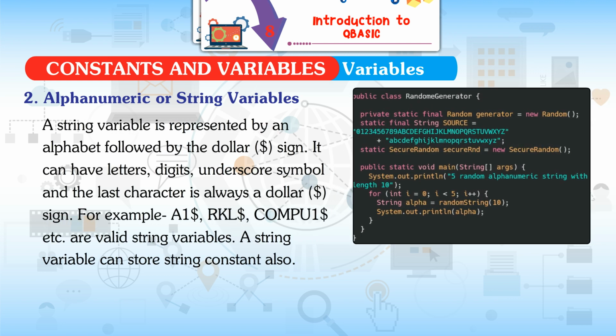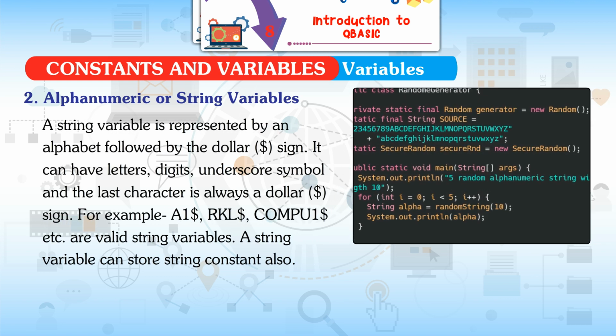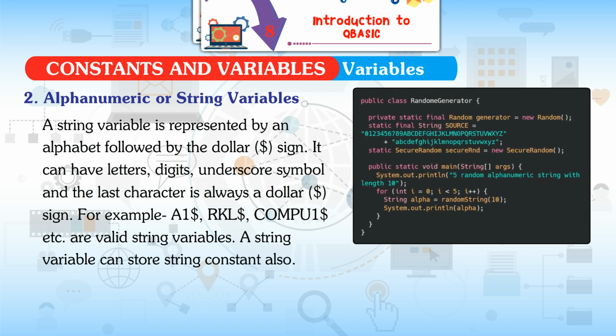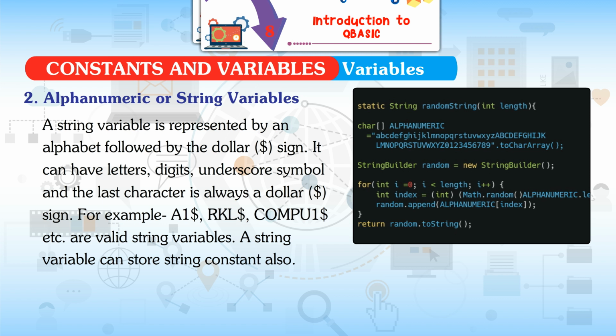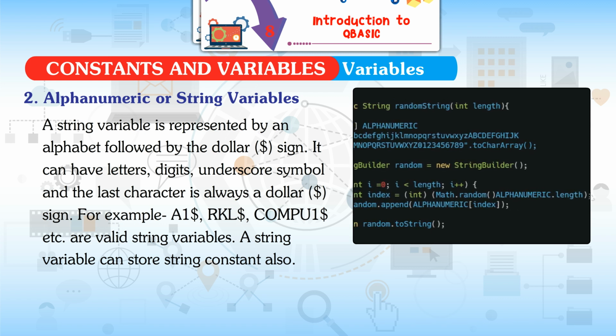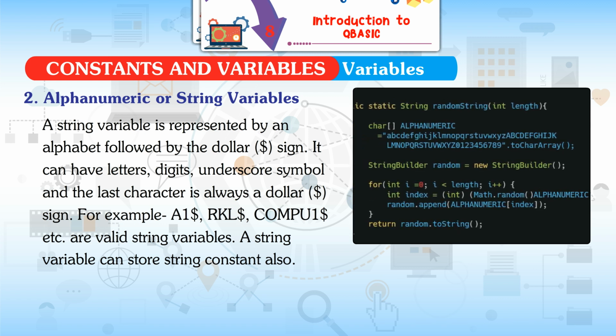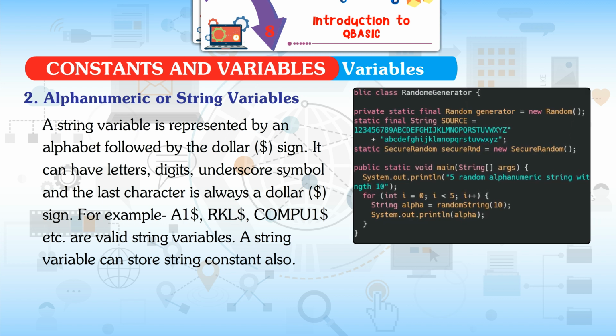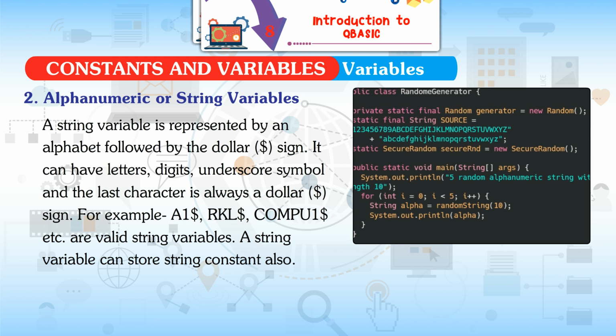2. Alphanumeric or string variables. A string variable is represented by an alphabet followed by the $ sign. It can have letters, digits, underscore symbol, and the last character is always a $ sign. For example, A1$, etc. are valid string variables.